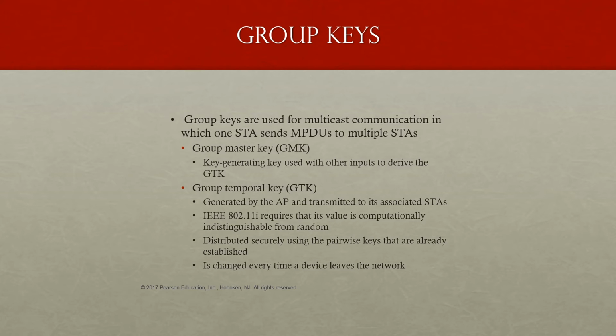Group keys. Group keys are used for multicast communication in which one STA sends MPDUs to multiple STAs. At the top level, the group key hierarchy is the group master key, GMK. The GMK is a key generating key used with other inputs to derive the group temporal key, GTK. Unlike the PTK, which is generated using material from both AP and STA, the GTK is generated by the AP and transmitted to its associated STAs.